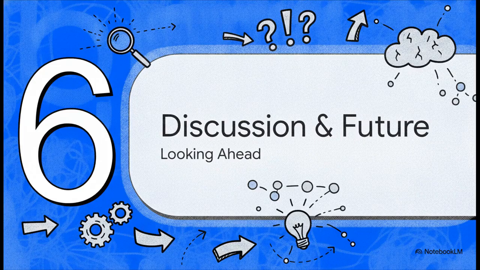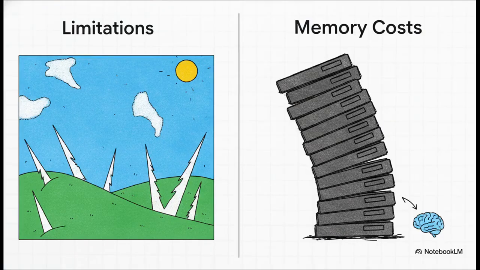Section 6. Discussion and Future. Looking ahead. Now, no graduate-level analysis on this channel is complete without objectively examining the limitations of the research. Bypassing empty space using explicit 3D Gaussians is a monumental paradigm shift, but it naturally introduces distinct challenges.